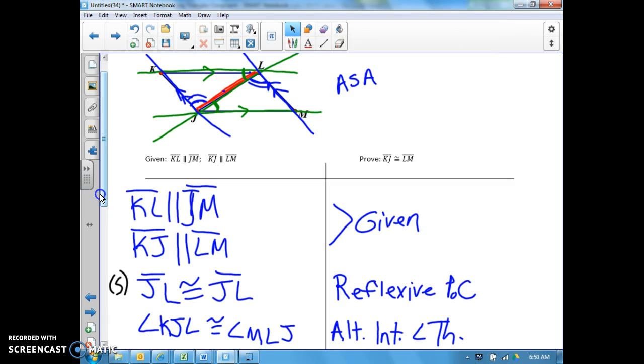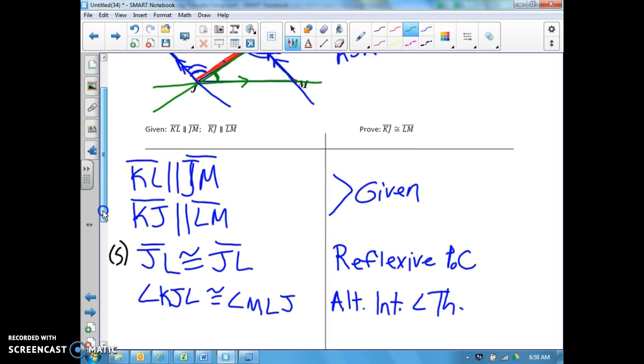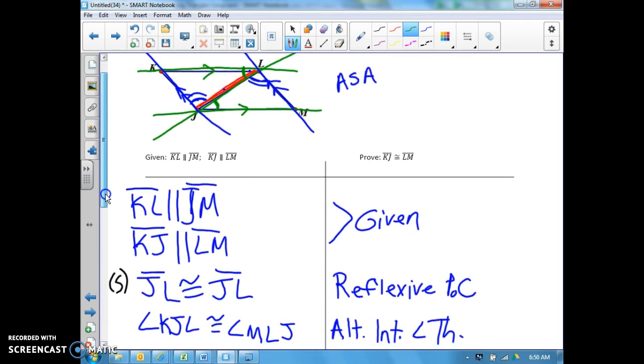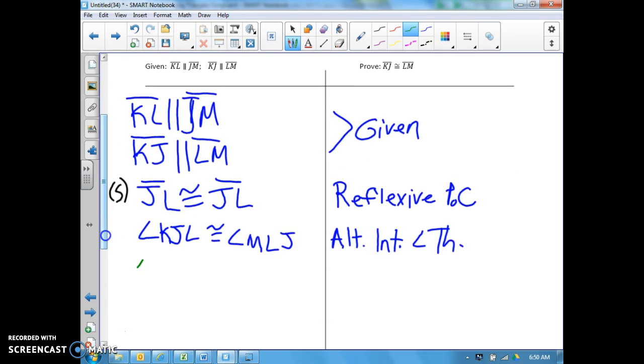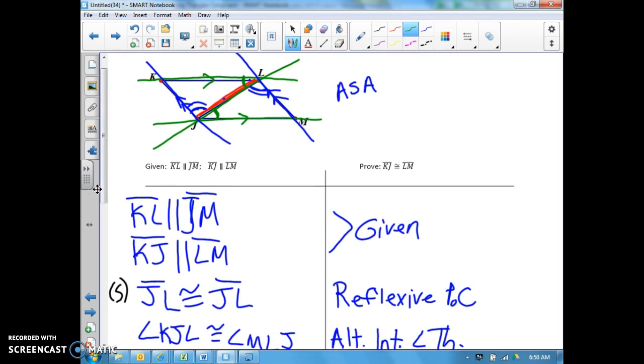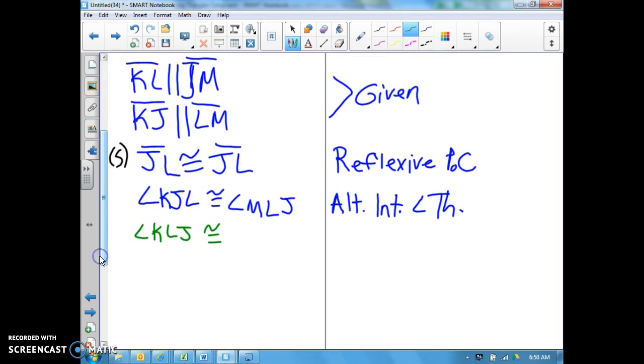And let's look at the other pair. The other pair would be, oh goodness, angle KLJ is congruent to angle MJL, again for the same reason. They're alternate interior angles theorem.